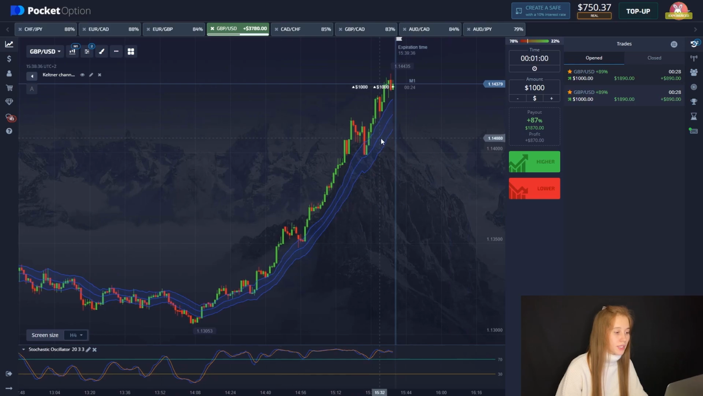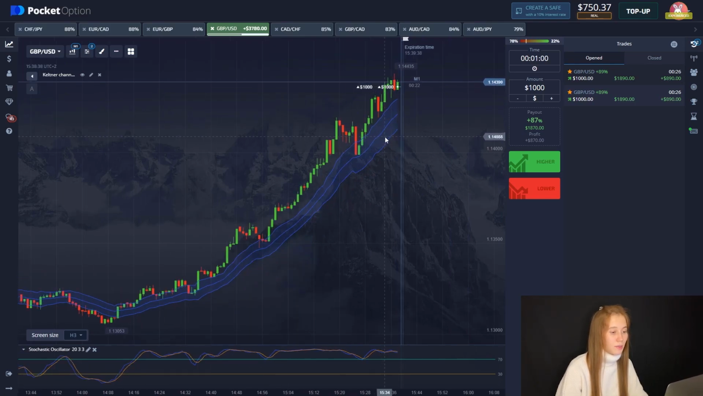And in principle, this entry into the deal will be an exception; about 25 seconds remain before its completion. So the volatility is rather weak. In principle, the deal is opened correctly. We have a good exit.